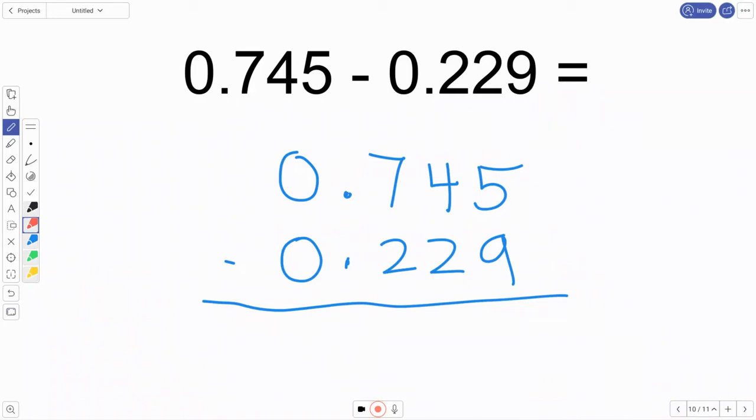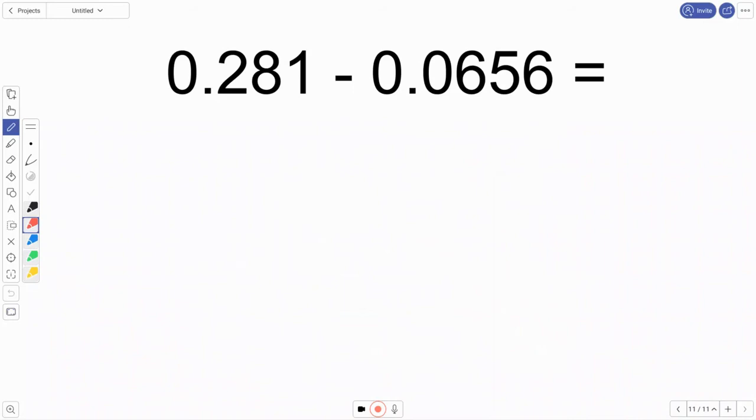All right, 5 minus 9, can't do it. So I got to do a little bit of borrowing, make that a 3, make that a 15. 15 minus 9 is doable. That's 6. 3 minus 2 is 1. 7 minus 2 is 5. Bring down the decimal, bring down the zeros, and we have our second answer, 0.516 or 516 thousandths.